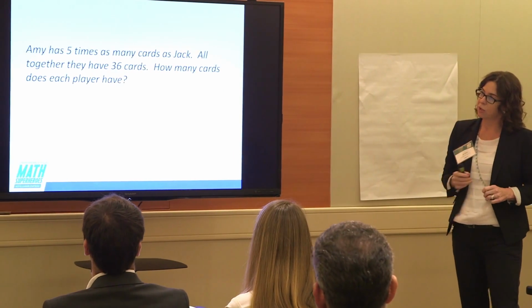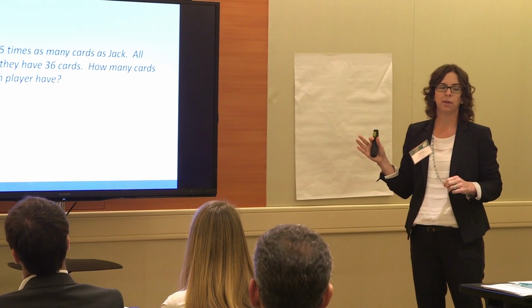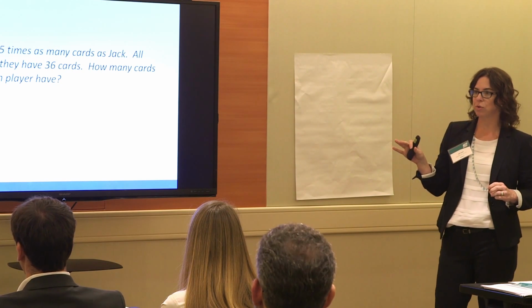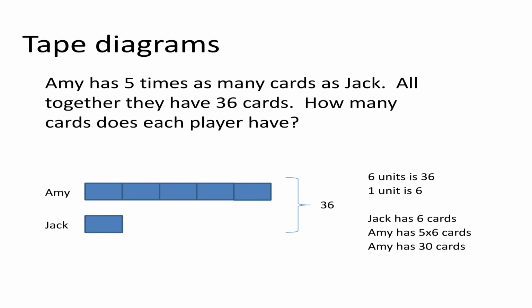And technically, this is actually a system of 2 equations and 2 unknowns, right? It's readily accessible to students using a tape diagram. So you could just ask, Amy has 5 times as many cards as Jack. Who has more, Amy or Jack? Amy. So if Jack has this much, what would Amy's pile look like? 5 times that. What else could we label on our diagram or observe from our diagram in relation to the problem? 36. The total is 36, and then we can visually see those 6 units.